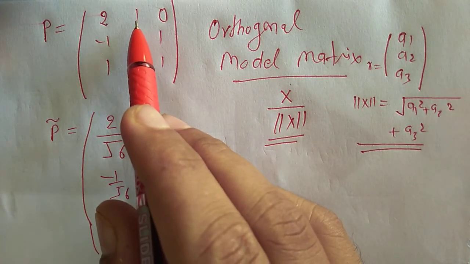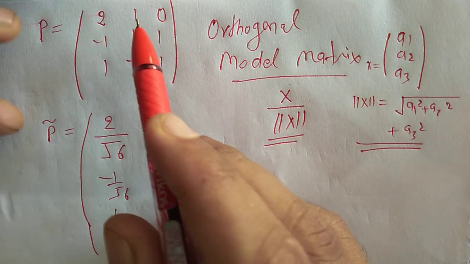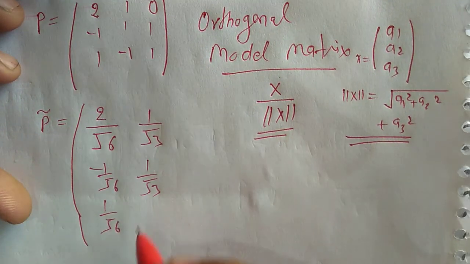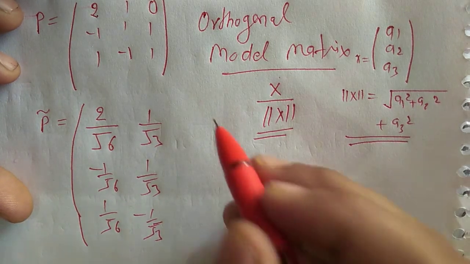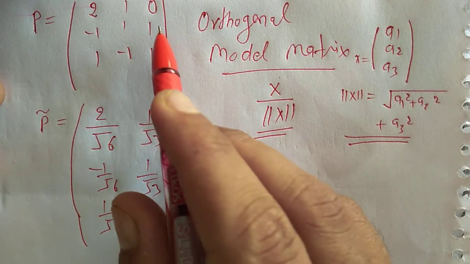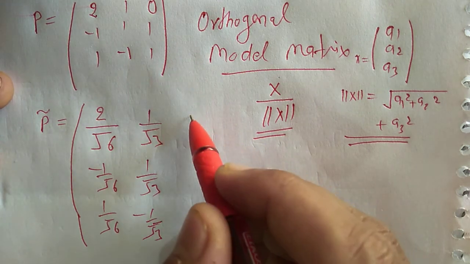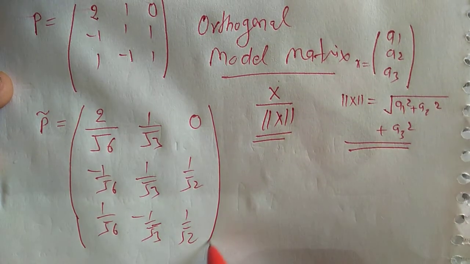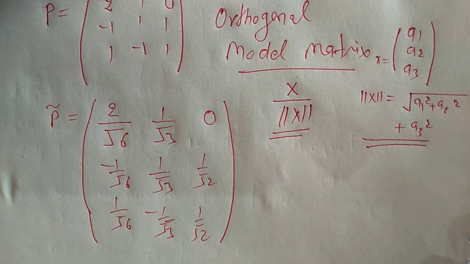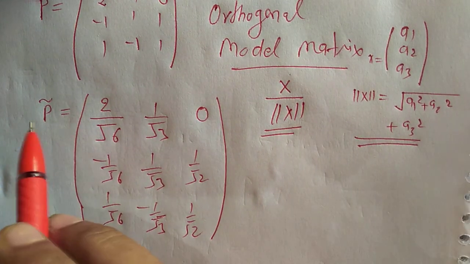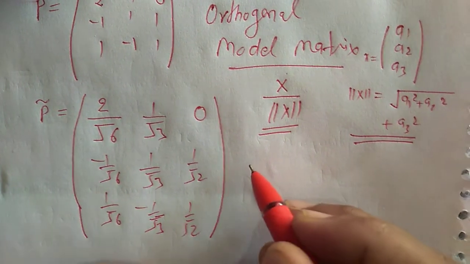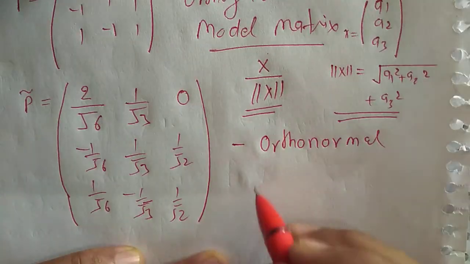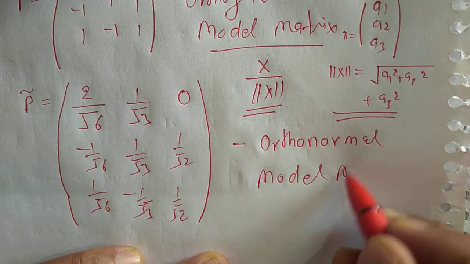For the second vector, the norm will be under root 3. So we take 1 by root 3, 1 by root 3 and minus 1 by root 3. And for the third vector, the norm is root 2. So we take 0, 1 by root 2, 1 by root 2. So this is your P transpose. This is your orthonormal model matrix.